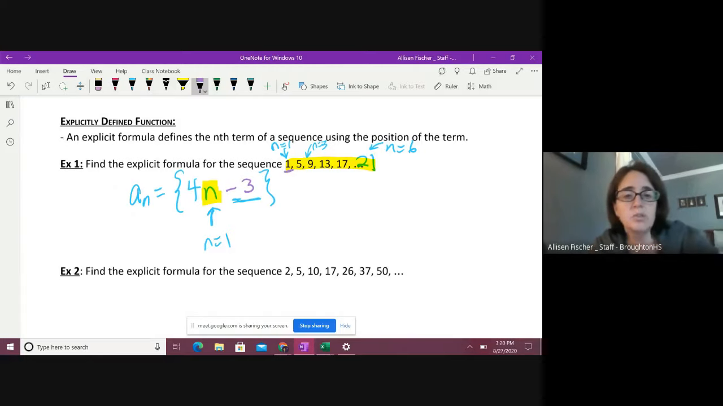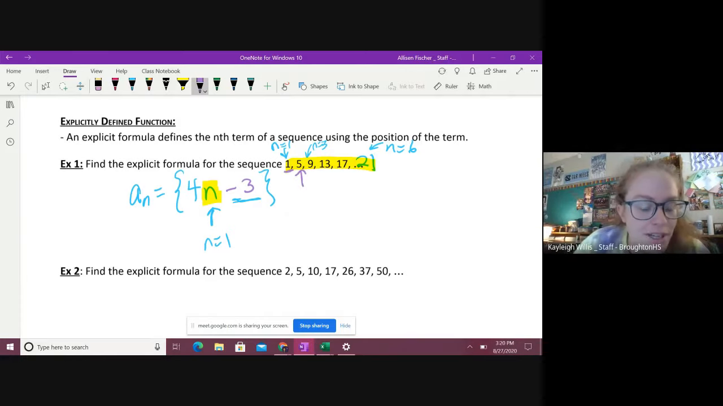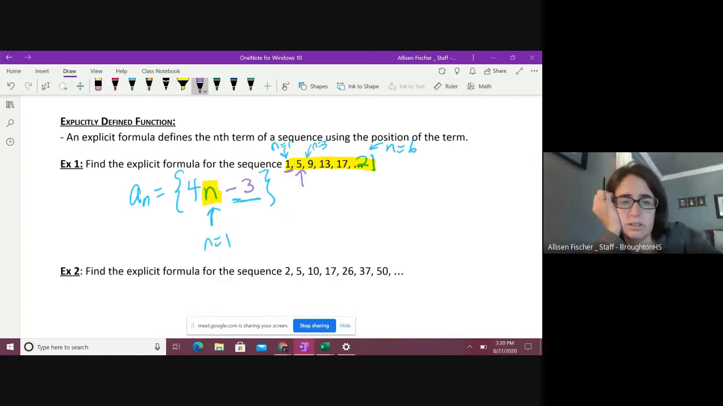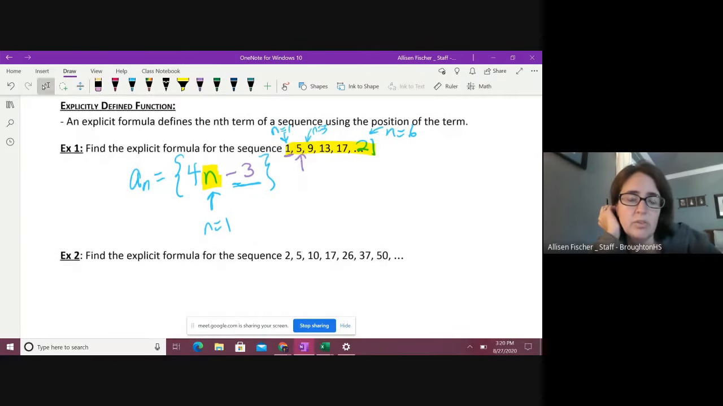And then just double check and make sure that the rest of the pattern is going to hold true. So if n equals 2, are you going to get this 5 right here? 4 times 2 is 8. 8 minus 3 is 5. Yes. All right, so that would be your explicit formula. So the name of the formula is a sub n. The rule for the formula is 4n minus 3.